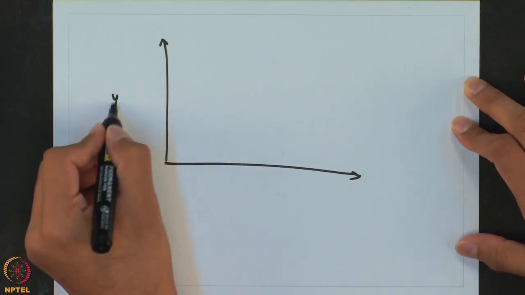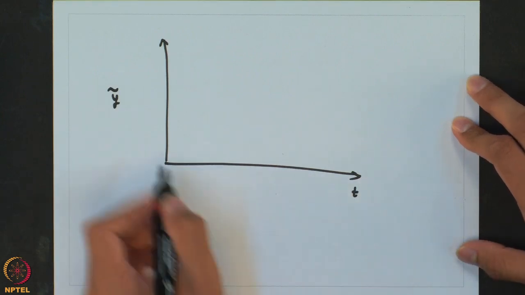That way we will be able to get the gain of this process. Let us now look at how we get tau and Td. So let me redraw the same figure again.